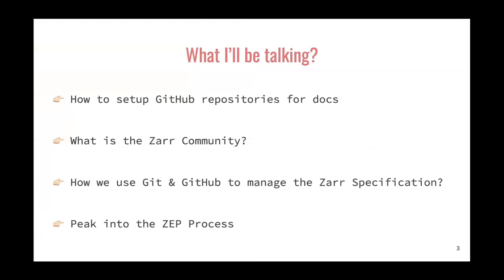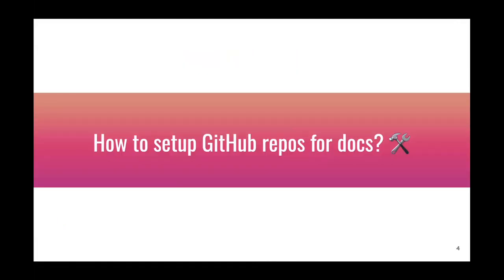So I'll be showing how to set up the GitHub repositories for documentation using Read the Docs. Then I'll take a moment to show what our project's community and its elements are, using some cool cartoon graphics. After this, I'll be showing how we use Git and GitHub to manage our specification. And if time allows, I'll briefly explain what the ZEP process is. So let's dive into the first portion of the presentation.